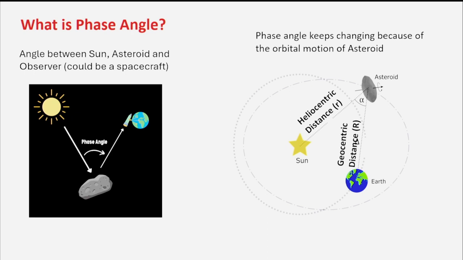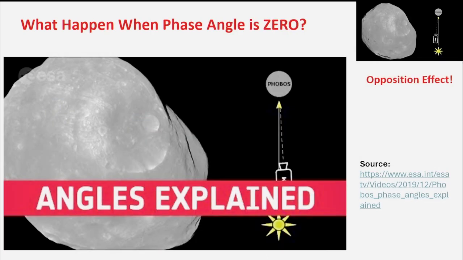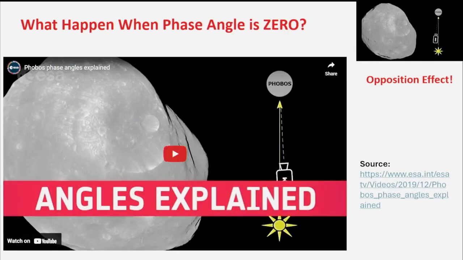And the interesting thing about this is, let's say the observer is on the Earth. We know that the Earth is always orbiting around the sun, which causes changes to the phase angle. But at the same time, the asteroid is also orbiting around the sun, which causes even more changes. So, what can this phase angle actually tell us? Well, as the phase angle comes closer to zero, we observe what is called the opposition. And I'm going to show you a short video which actually explains what happens during the opposition.